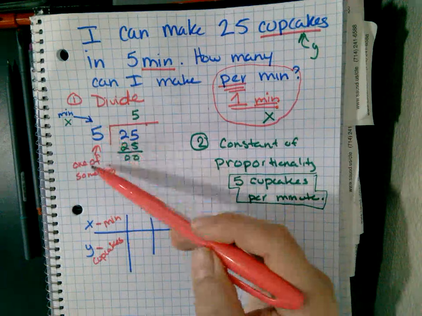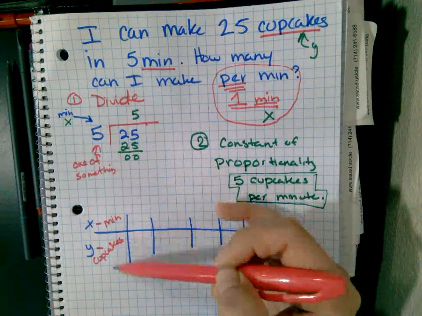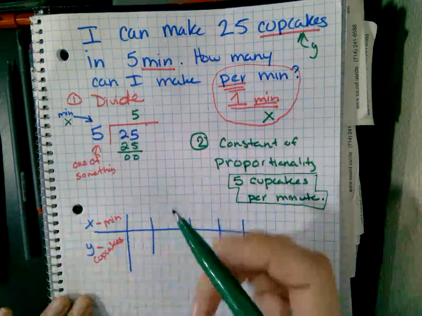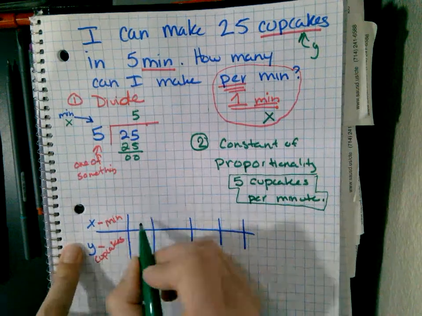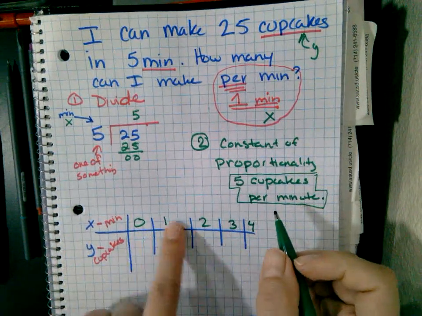So I told you here, this minutes is your X, so we're going to label it here. This is the number one mistake kids do, is they don't label these correctly. These numbers on top, your X will always be 0, 1, 2, 3, 4.